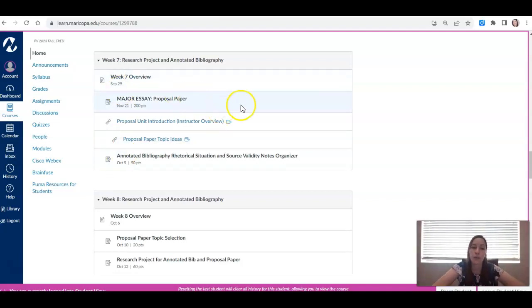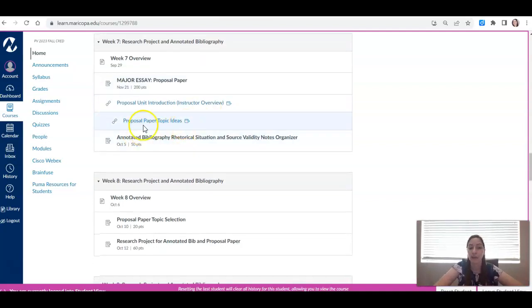In week 7, we're going to be starting to look at the proposal paper, look at the topic. Remember that the directions have a video instruction that goes over what you're doing in the paper. It has the requirements, it has the structure, it has student samples and the rubric. So make sure that you review that so you understand what we're doing in this paper.